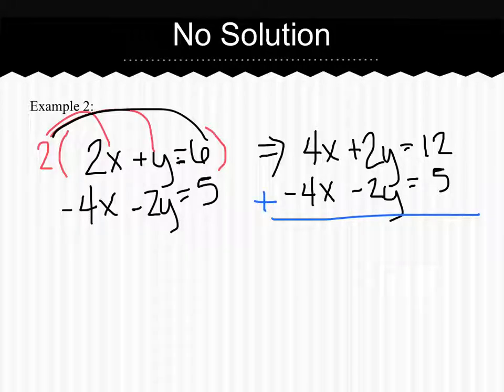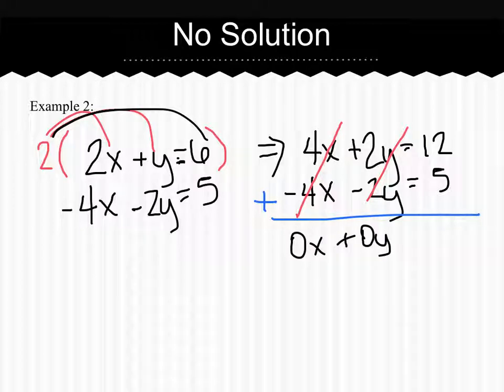So 4x plus -4x is going to cancel out, because 4 plus -4 is 0, and 0 times anything is 0. Then we look at our y's. We have 2y plus -2y. Those are also opposites that cancel out. So now we have 0x and 0y. Well, 0 times x is 0, 0 times y is 0, so 0 plus 0 is 0. On the other side, we have 12 plus 5, which is 17. So now we have a statement that says 0 equals 17.